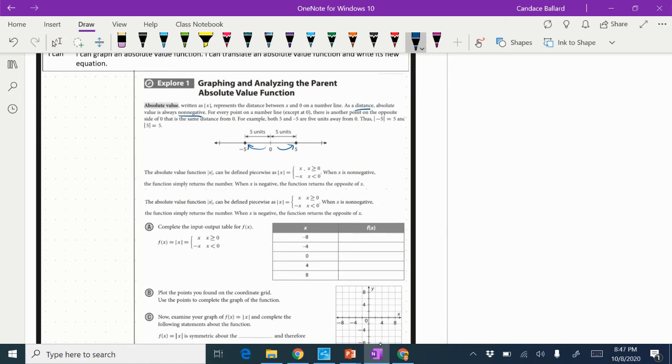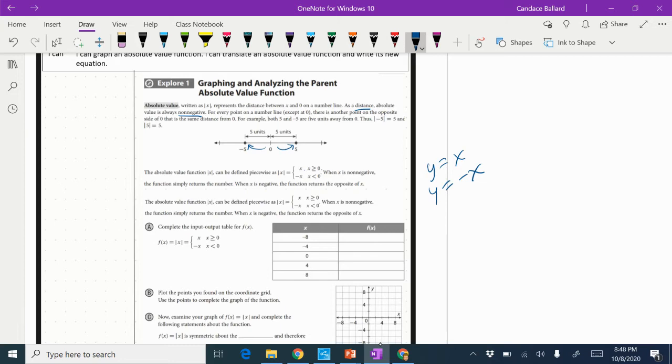So the absolute value function, the absolute value of x, can be defined piecewise as x when x is greater than or equal to 0, and negative x when x is less than or equal to 0. Those are just the lines y equals x and y equals negative x, if I was thinking about it in terms of what I already know. When x is non-negative, the function simply returns the number. When x is negative, the function returns the opposite of x.